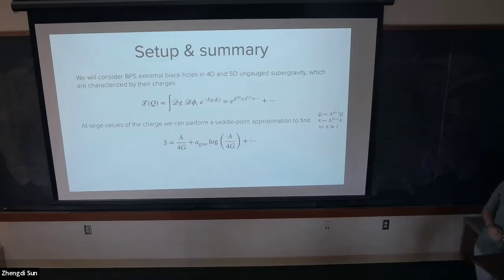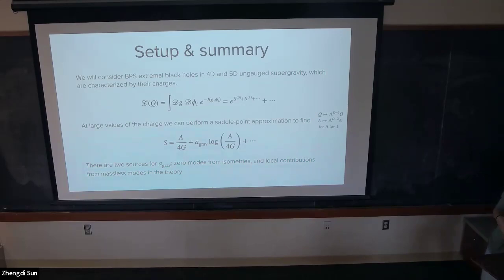The way that you define the scaling regime is by introducing a parameter called lambda. You take that large, and you want the charges to scale in that way. When you do that, the area scales with lambda to the d minus 2. Once you do this whole machinery and you perform the path integral, there are two sources for the logarithmic correction A graph.